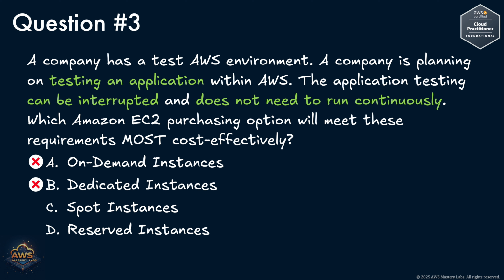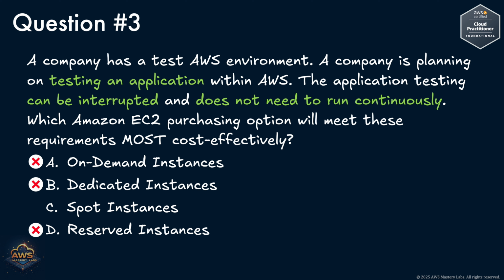Option B, dedicated instances. Dedicated instances run on hardware that is dedicated to a single customer. They are used when you have compliance or licensing requirements that prevent you from sharing hardware with others. But in this case, we're in a test environment where interruptions are fine. There's no mention of compliance constraints, and dedicated instances are significantly more expensive than the alternatives. Incorrect, because it is an overkill for this use case and not cost-effective.